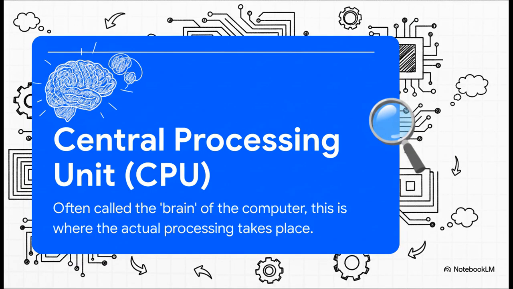Once that signal is translated, it gets sent to the undisputed star of the show, the CPU, the central processing unit. This is the brain. Seriously, this is where all the action is. The input unit just passes along the message. The CPU is the one that actually reads it and figures out what to do next. All the heavy lifting, all the thinking happens right here.